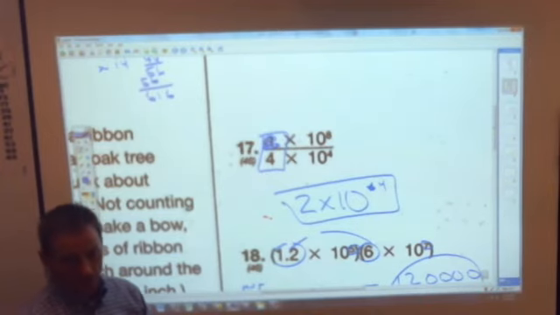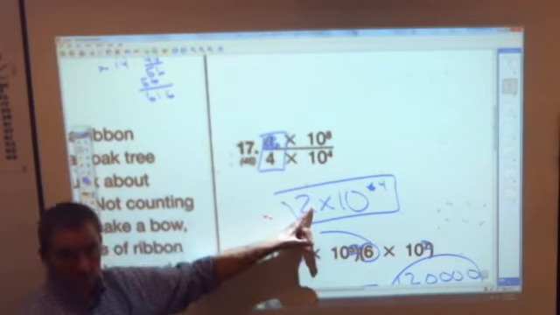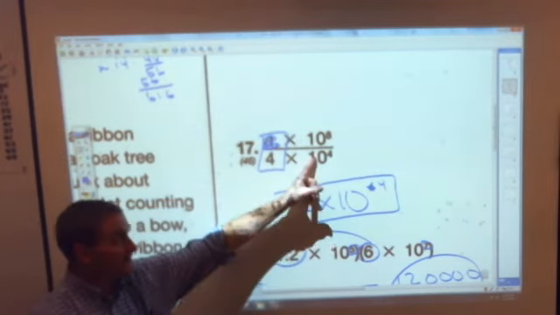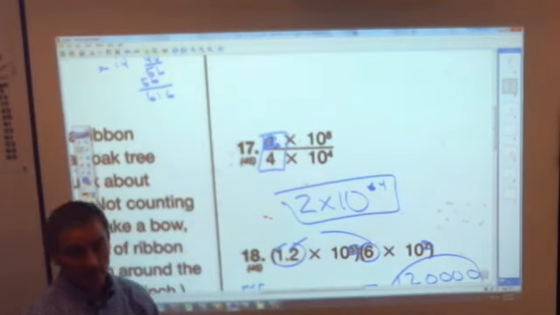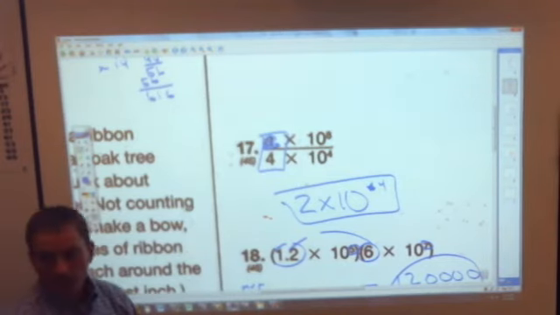Sydney, does something not make sense about that? 8 divided by 4 is 2. Automatically write down the times 10 like it's there. Subtract exponents. 1, 2, 3. What is going on there?